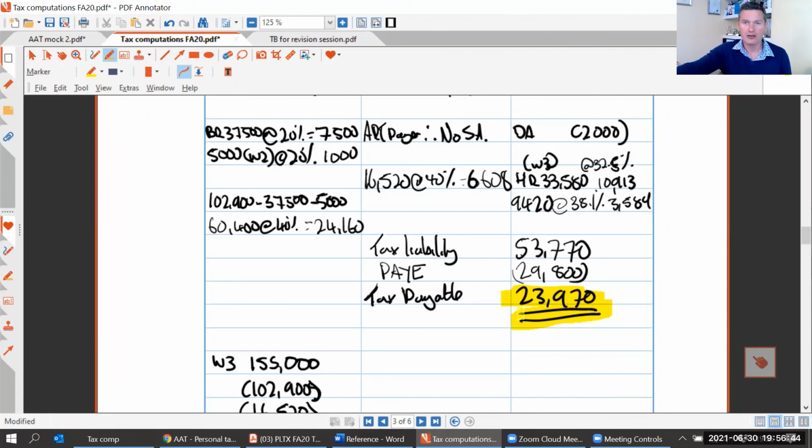Cool. Medical insurance is exempt. Is that income or an expense or a benefit? It's not an exempt benefit in kind at all.